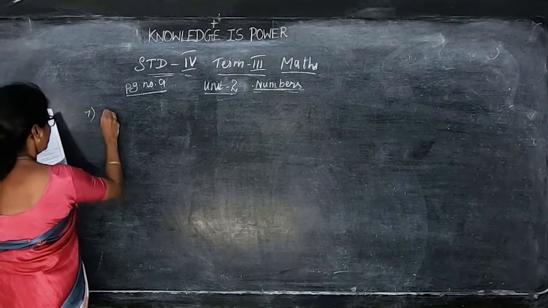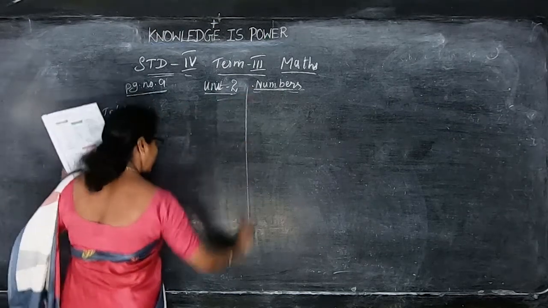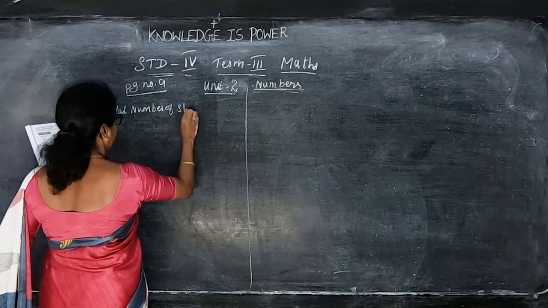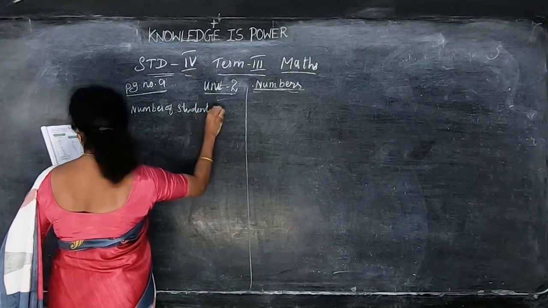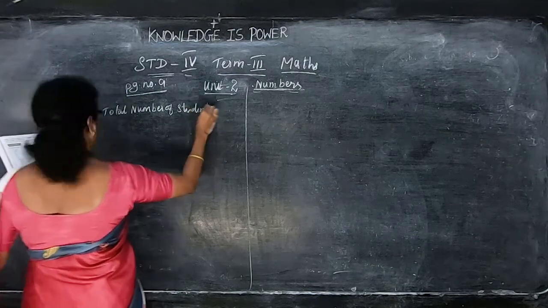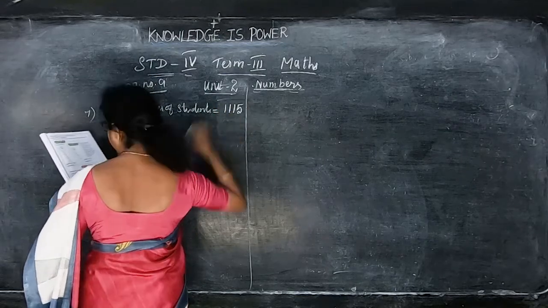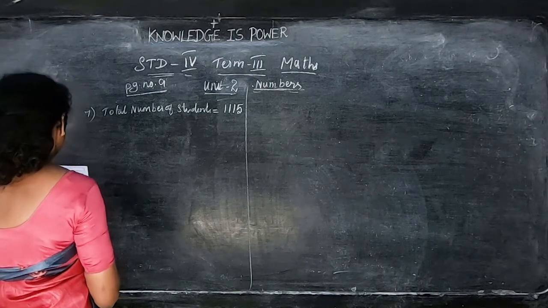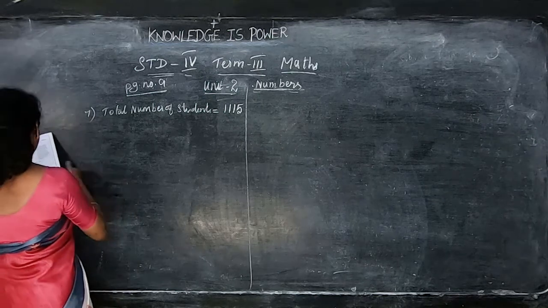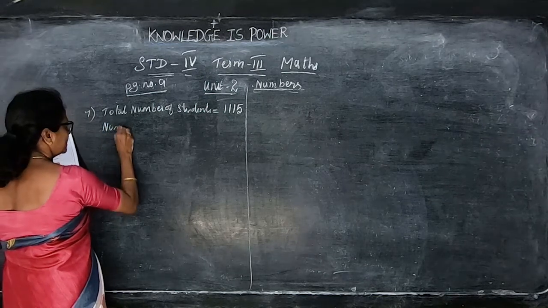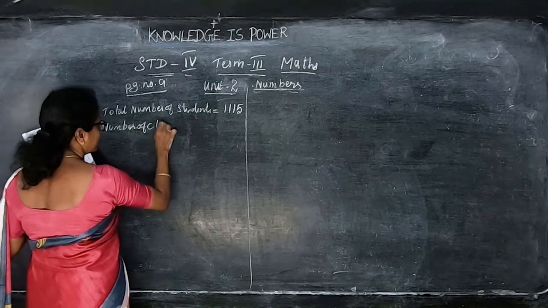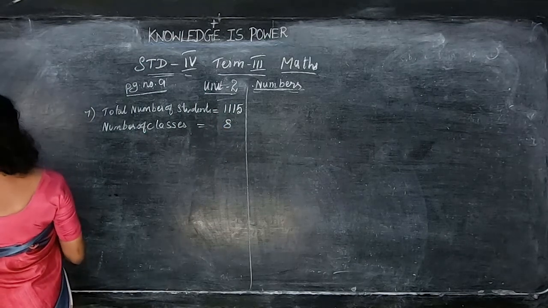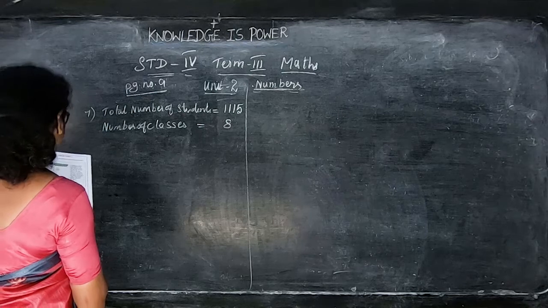In my school, total number of students. What is that? Total number of students. How many students are there? 1115 students. Okay, then number of classes. How many classes are there? Number of classes, that is 8. So what we have to find out: if the number of students is the same in all the classes, how many students are there in each class?